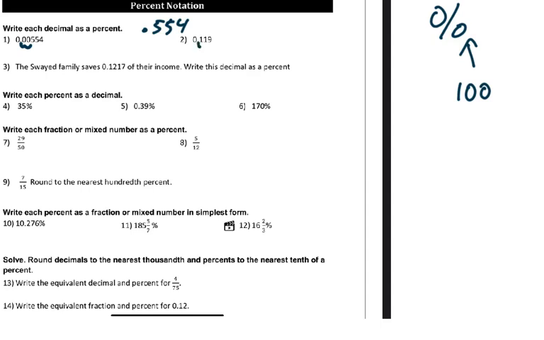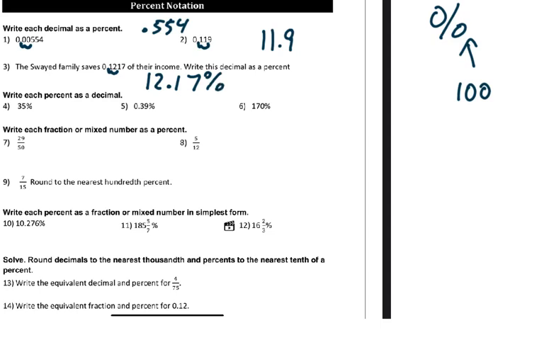So in number 2, all I have to do is jump 2 places, and this is 11.9. Going back to the baseball example, if you bat at a .119, you're hitting 11.9% of your shots, and that's what those numbers mean. Let's look at number 3. It's kind of the same thing, just given as a word problem. The Swade family saves 0.1217 of their income. Write this decimal as a percent. Again, I just move the decimal place over 2, and they save 12.17% of their income. There we have it.